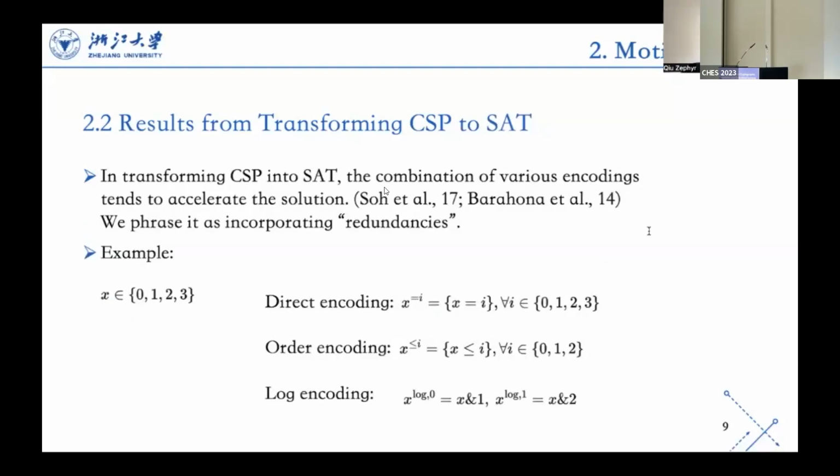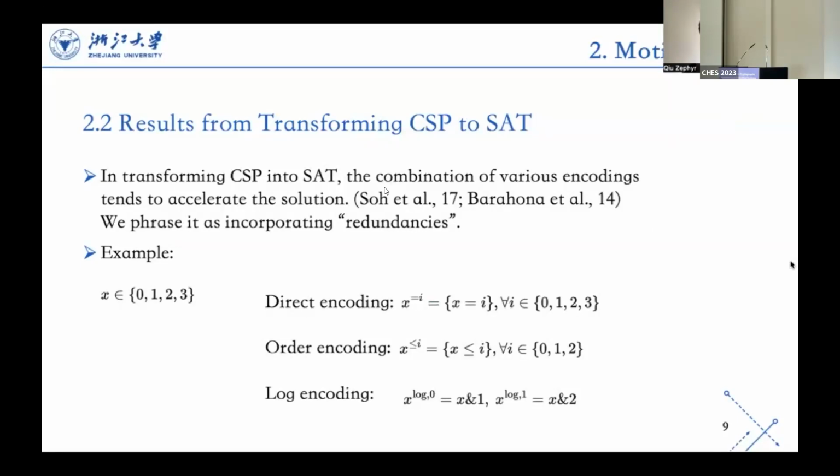Finally, we want to note that in transforming CSP into SAT, the combination of various encodings tends to accelerate the solution. We phrase this method as incorporating redundancies in our work, because one encoding is complete and enough for modeling the problem, and having other encodings at the same time has no influence on the solutions.